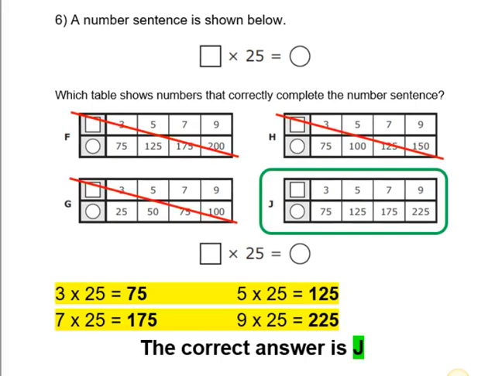If you said J, you are correct, because 3 times 25 is equal to 75, 5 times 25 is equal to 125, 7 times 25 is equal to 175, and 9 times 25 is equal to 225. Again, our correct answer is J. Let's move to question number 7.